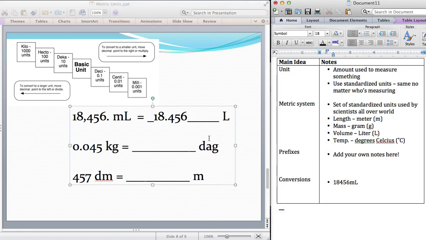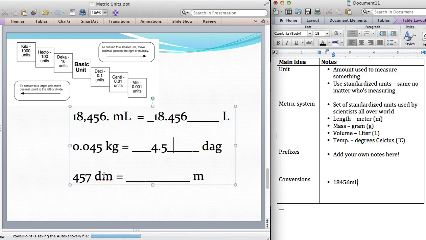All right, so 18,456 milliliters becomes 18.456 liters. All I've done is move the decimal 3 over to the left, because to go from milli to base, 1, 2, 3 to the left. In the same way from kilo to deca, DA, I'm going to go 1, 2 to the right. My decimal's already in the number. 1, 2 to the right, which makes my answer 4.5 decagrams.